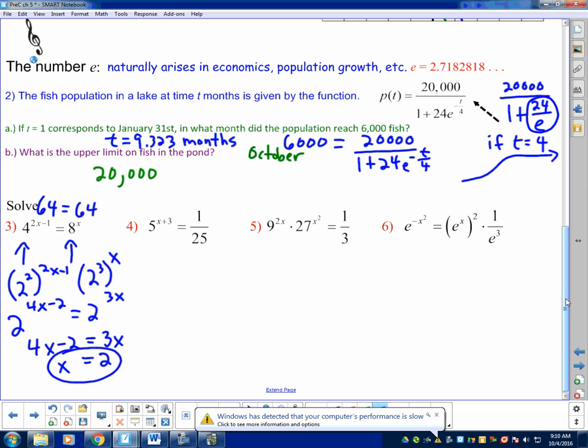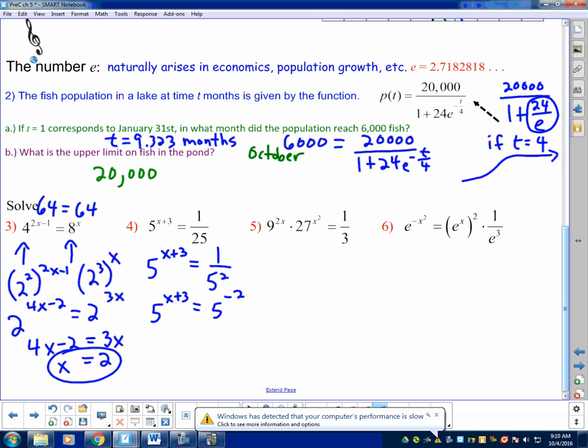Okay, number 4 gets a little trickier. So you got this, okay. So, already at its common base. So I'm just going to copy down 5 to the x plus 3. Now, 25 can be written as 5 to the second. Now, one of the rules of exponents says, this is the reciprocal rule, says if you move 5 to the second up to the top, it becomes 5 to the negative second here.